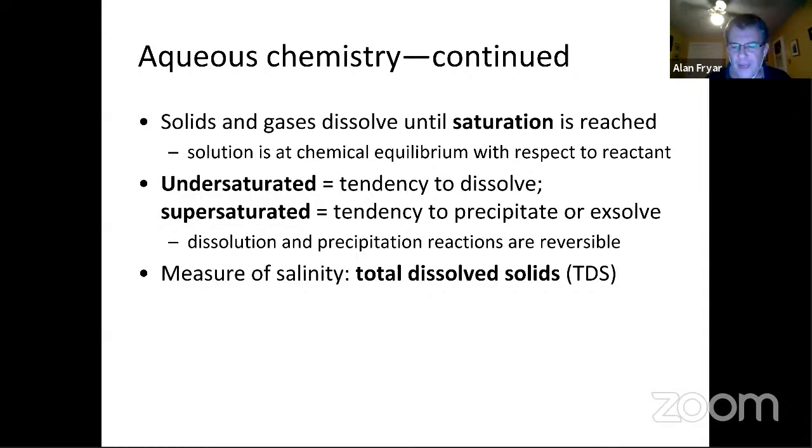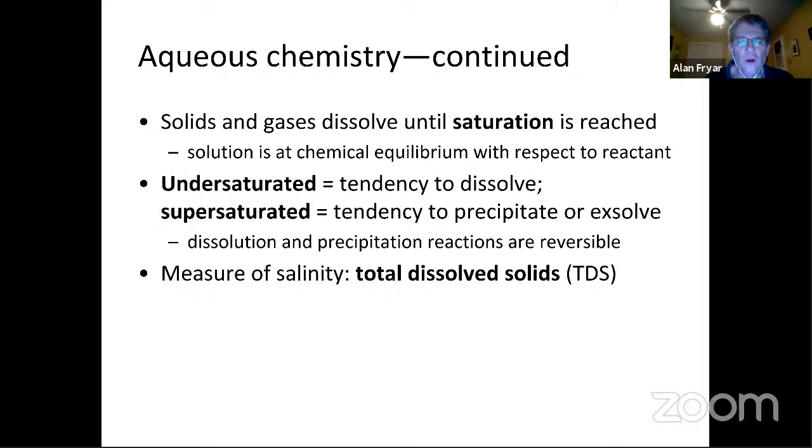The opposite is true for gases. The solubility of gases increases as temperature decreases. And conversely, gases become less soluble as temperature increases. That's why in order to get dissolved air out of water, you boil the water.